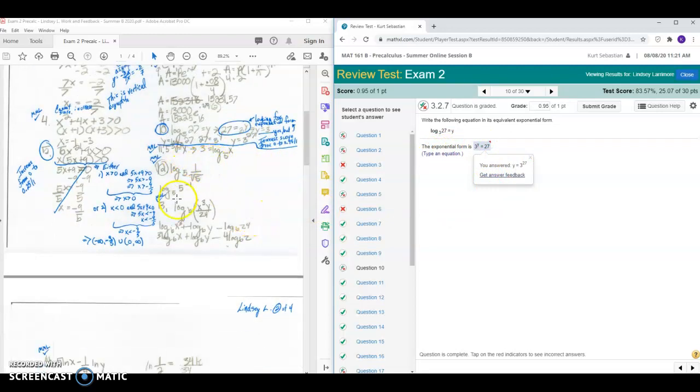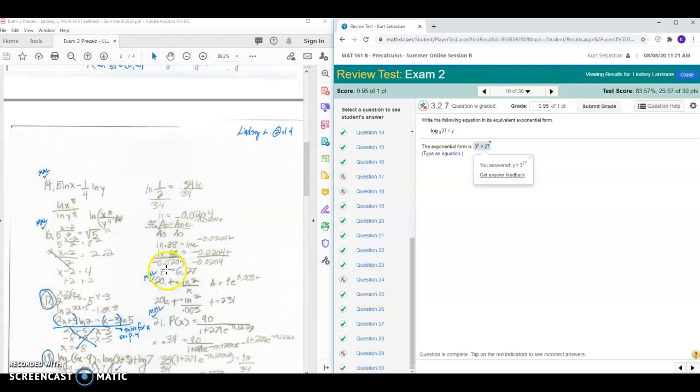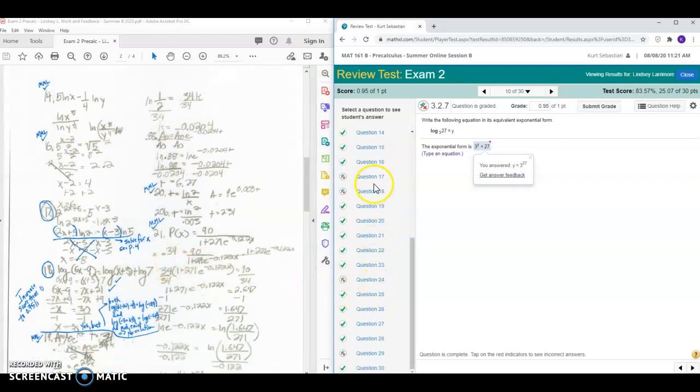All right. 11, 12, 13, you have correct on your own. 14, 15, 16, you have correct on your own. So 17, let's see what we have here.